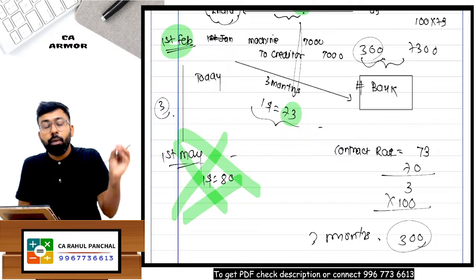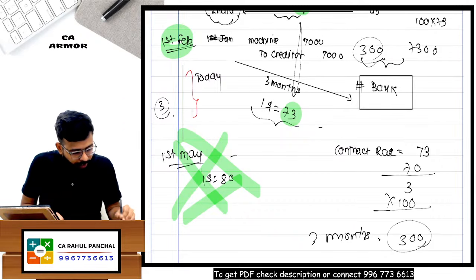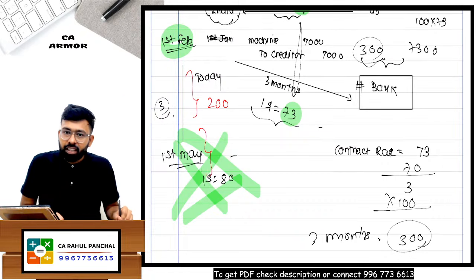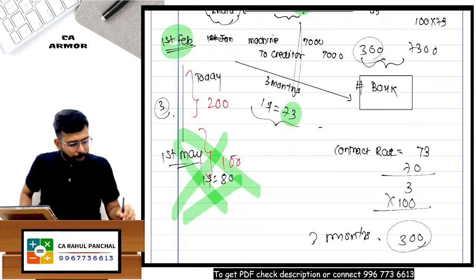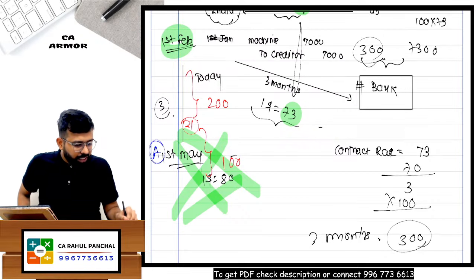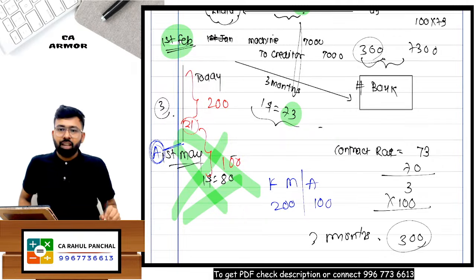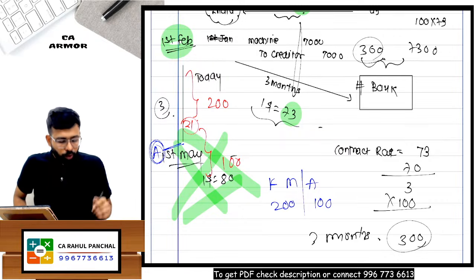So the loss should be recorded on an accrual basis. For the first 2 months, you will record a loss of 200, and in the next year you will record a loss of 100. Why? Because 31st March is there. This is 1st May, it means one entire April is there. So this loss is for February, March and April. So a loss of 200 will be in this financial year, and a loss of 100 will be in the next financial year. What is the formula?